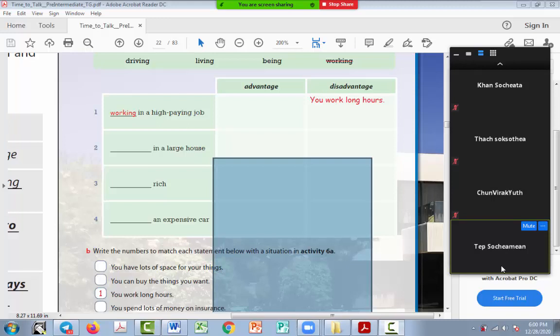I have no idea. Oh, come on, imagine you have an expensive car. What is the advantage? You are cool. You are cool, and maybe you look hot when you have an expensive car. I have no idea. Okay.